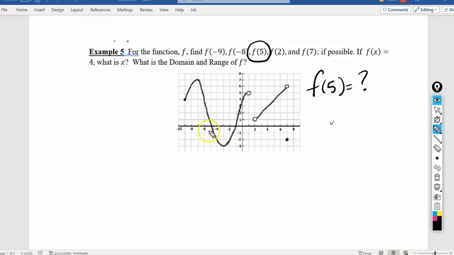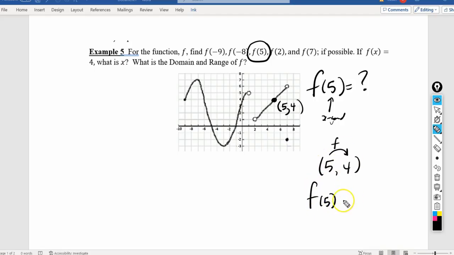You find the point whose x-coordinate is 5. So here's +5. There's the point whose x-coordinate is +5. That point has coordinates 5, 4. And what does the function do? It maps the x-coordinate into the y-coordinate. So f evaluated at 5 is equal to 4, and the answer is 4.